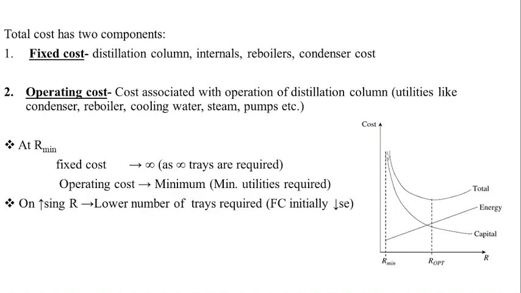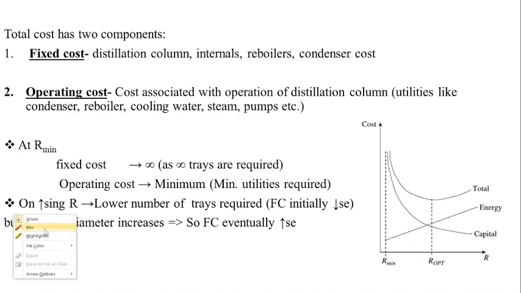On increasing the R, lower number of trays are required and fixed cost initially decreases, but the column diameter required will be increasing, so that fixed cost eventually increases. This is the fixed cost or total cost. It's also called the annualized cost. And this is the operating cost.